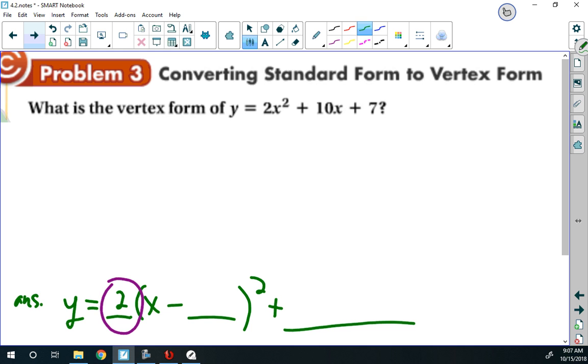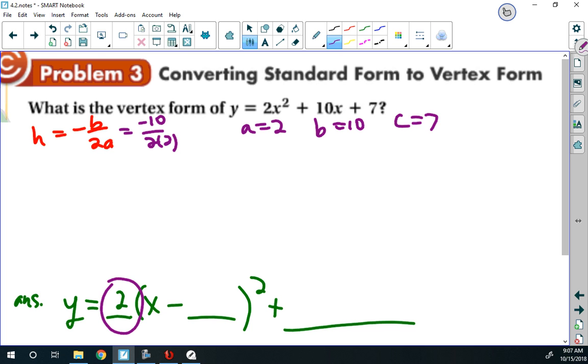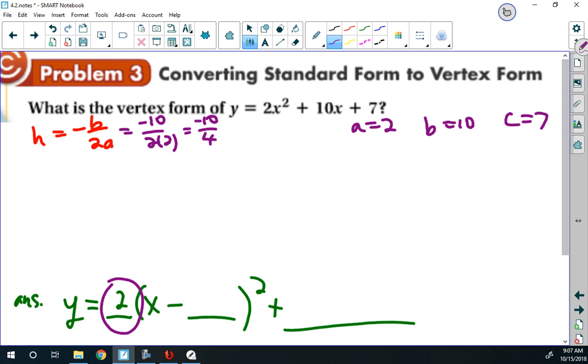So now I guess we just got to use the h equals and the k equals formula. So h is negative b over 2a. Now we know a is 2, we know b is 10, we know c is 7. So that's going to be negative 10 over 2 times 2. So that's going to be negative 10 over 4. Can I reduce that down, negative 10 over 4? They're both even.